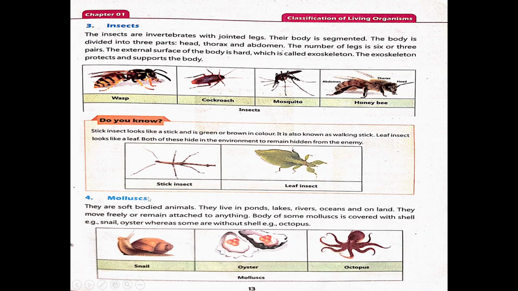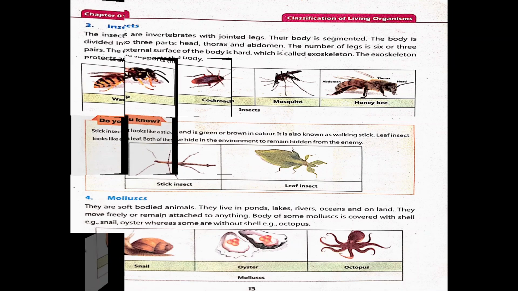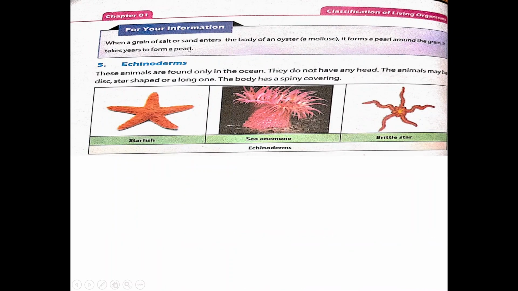Mollusks. They are soft-bodied animals. They live in ponds, lakes, rivers, oceans, and on land. They move freely or remain attached to anything. Body of some mollusks is covered with shell, for example, snail and oyster, whereas some are without shell, for example, octopus. For your information, when a grain of salt or sand enters the body of an oyster, it forms a pearl around the grain. It takes years to form a pearl.